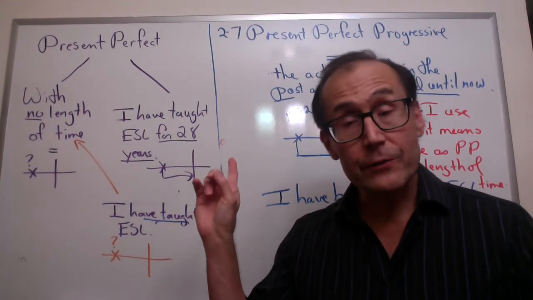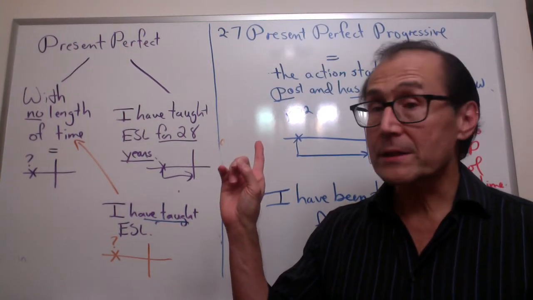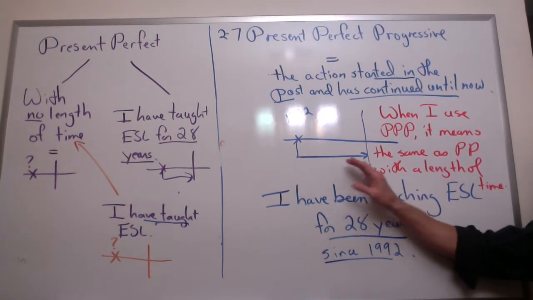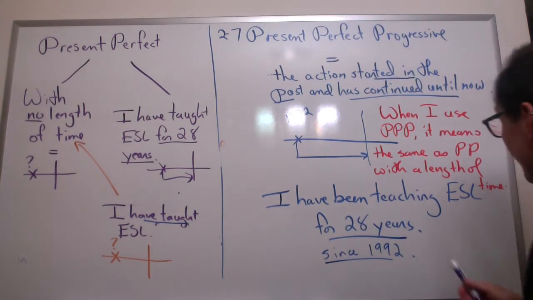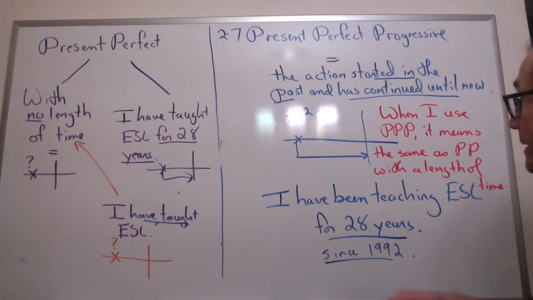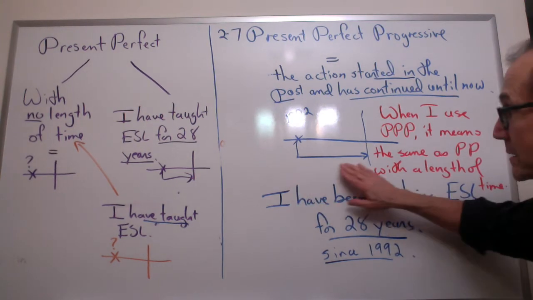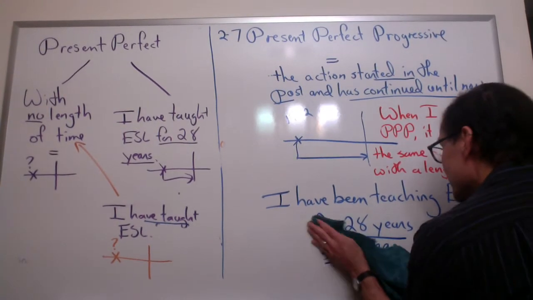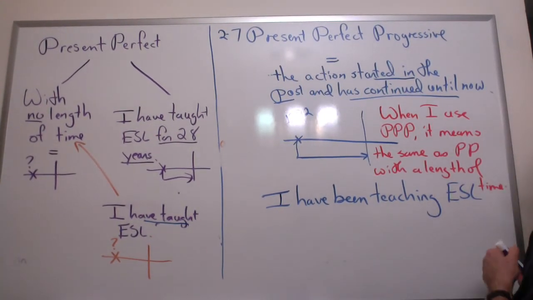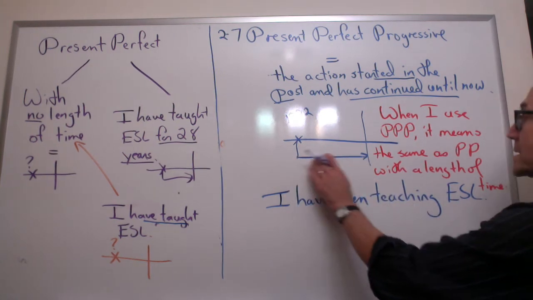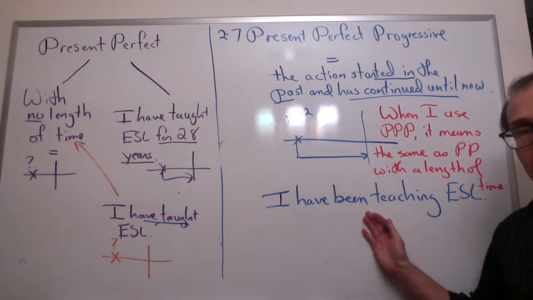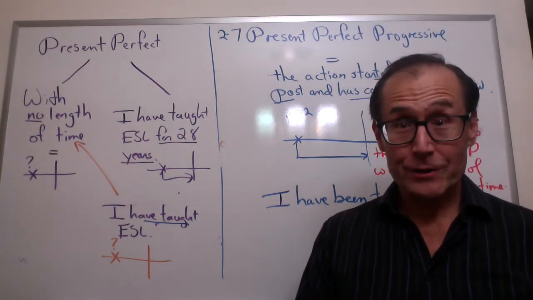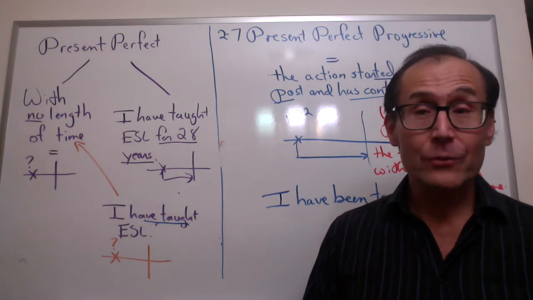With present perfect progressive, it always means that it starts in the past and continues until now. So here, if I say I have been teaching ESL for 28 years, it means it started in the past and continues until now. If I say I have been teaching ESL, it still means that it started in the past and it has continued until now. With present perfect progressive, the meaning doesn't change when I take away the length of time.